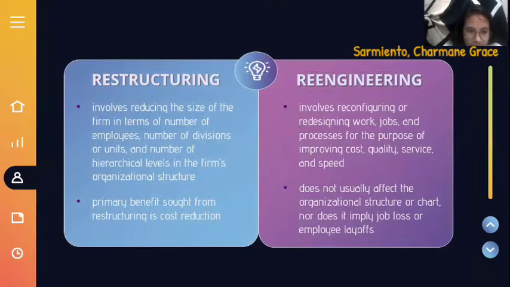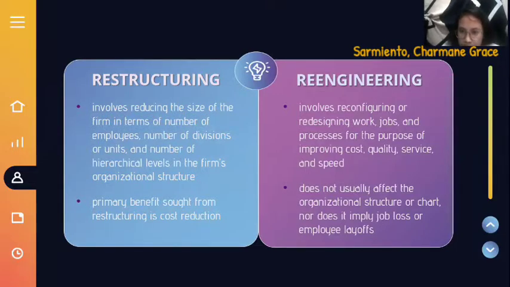Restructuring involves reducing the size of the firm in terms of number of employees, number of divisions or units, and number of hierarchical levels in the firm's organizational structure. Primary benefits sought from restructuring is cost reduction.